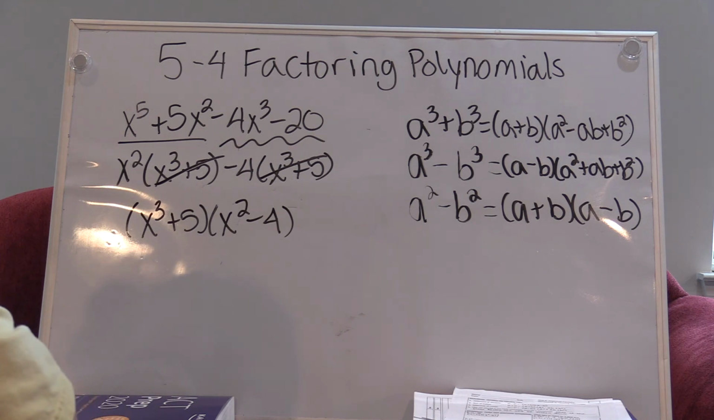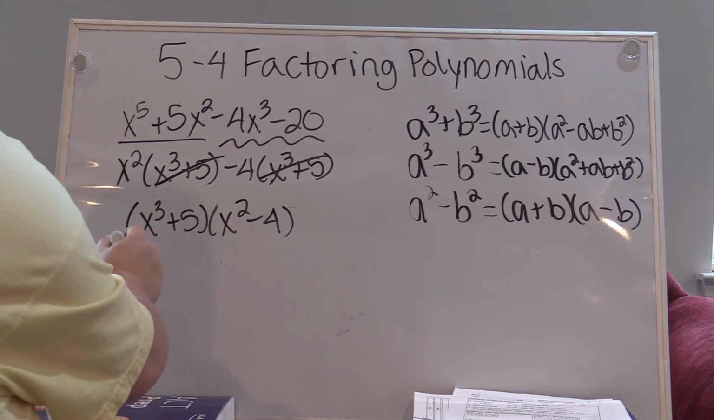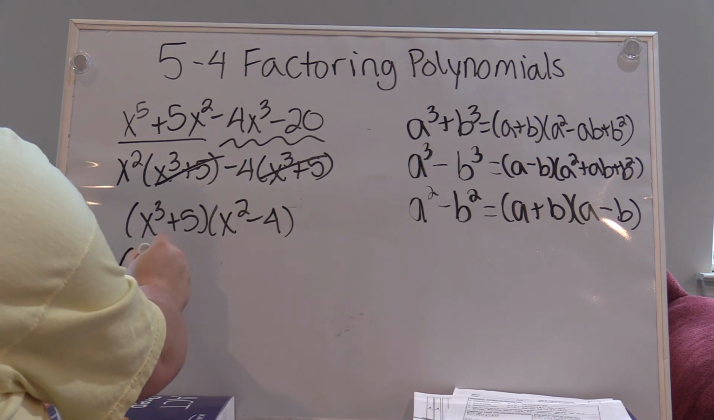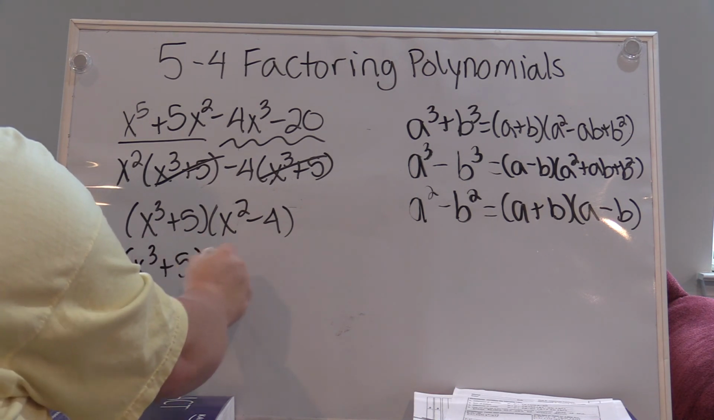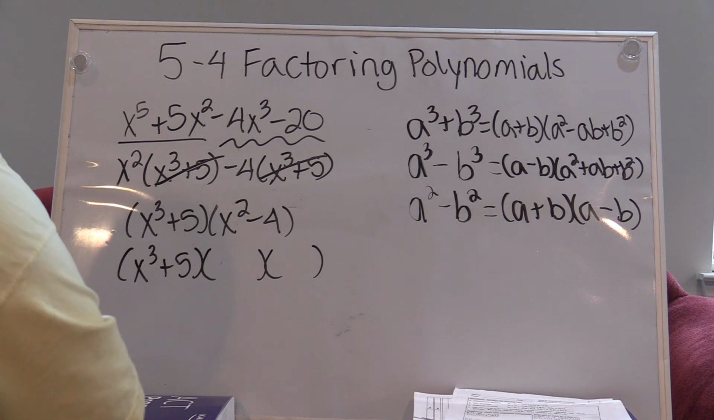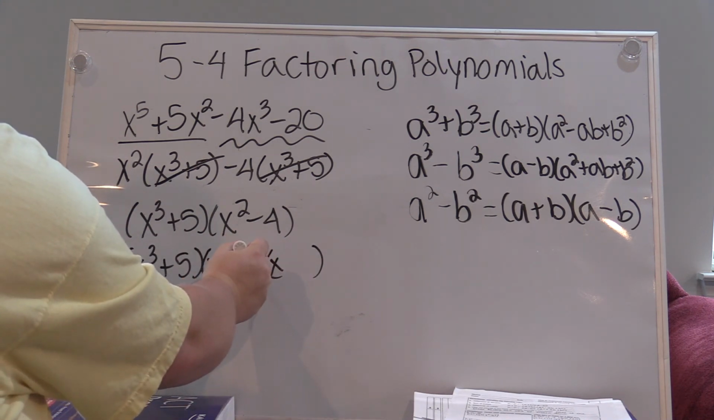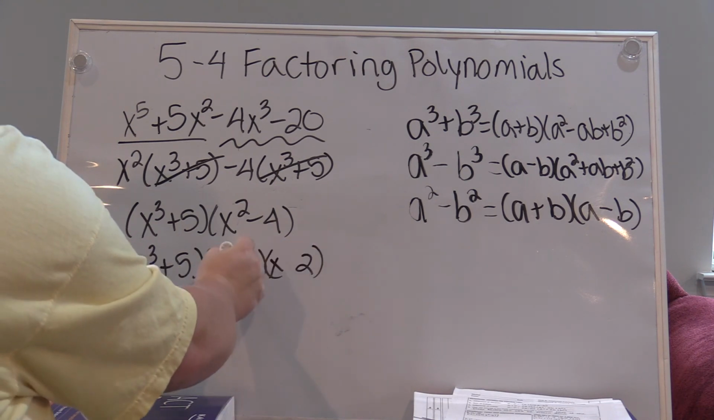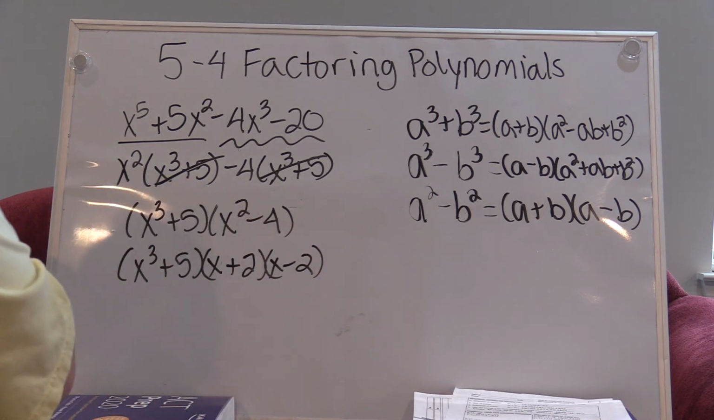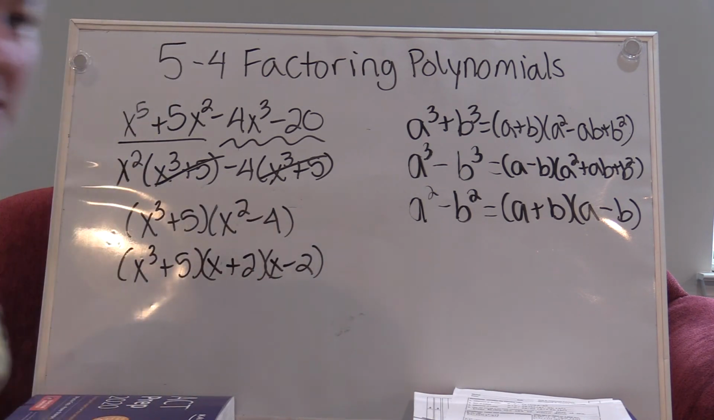What do you know about x squared minus 4? Those are the difference of squares. So I have x cubed plus 5. What's the square root of x squared? x. What's the square root of 4? 2. One's positive, one's negative. I know we've been doing this for a while and this is what we did the week and a half before break, but happy factoring.